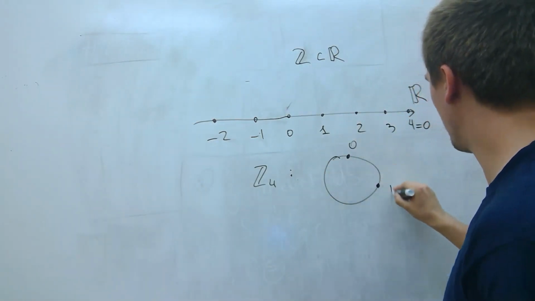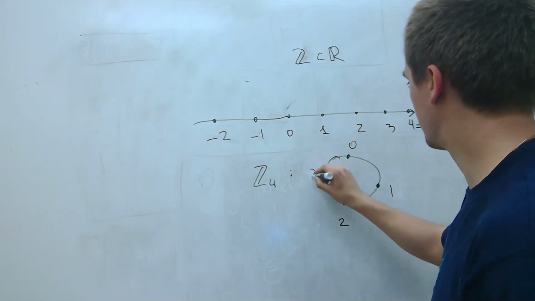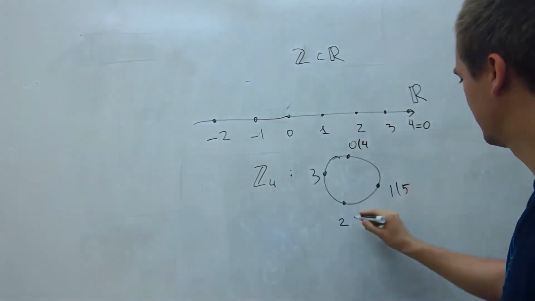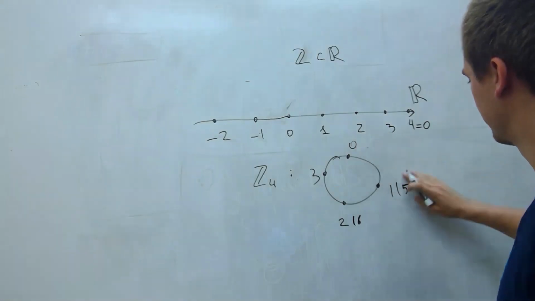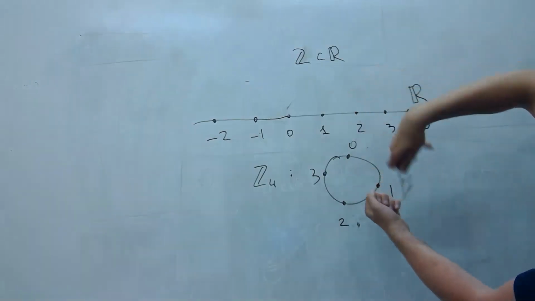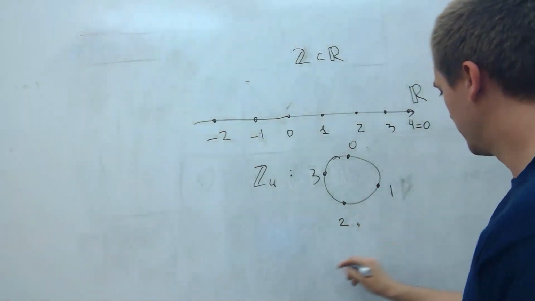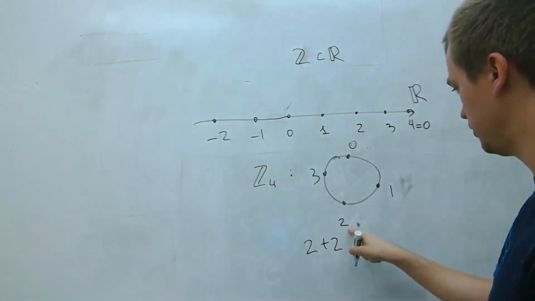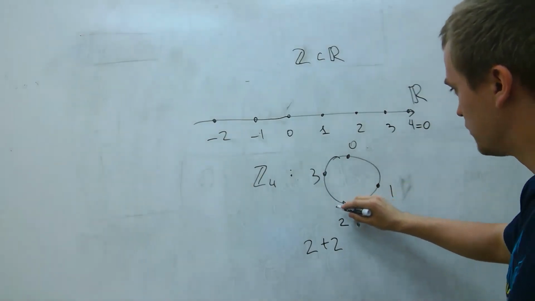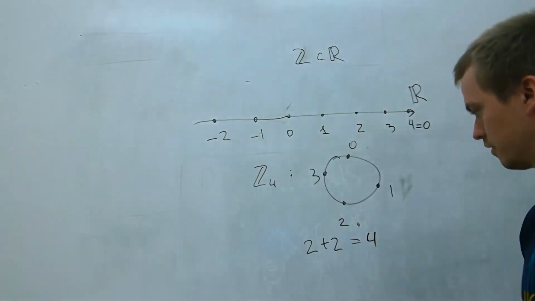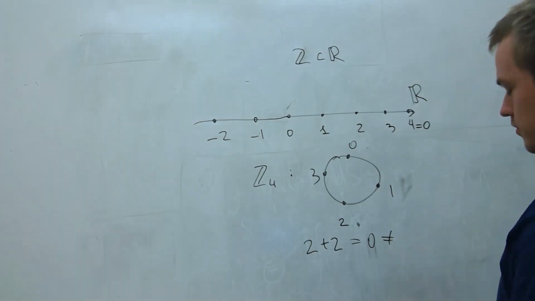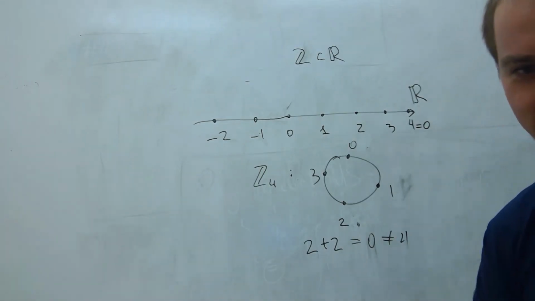So we have 0, 1, 2, 3, and this is going to be 4, 5, 6, and 7. But let's not worry about this, because what you did with this line is wrap it around the circle infinitely many times. And that's why if you take 2 plus 2 in this case, you need to go 2 counterclockwise and 2 again, and you will get 0. And 0 doesn't equal 4.